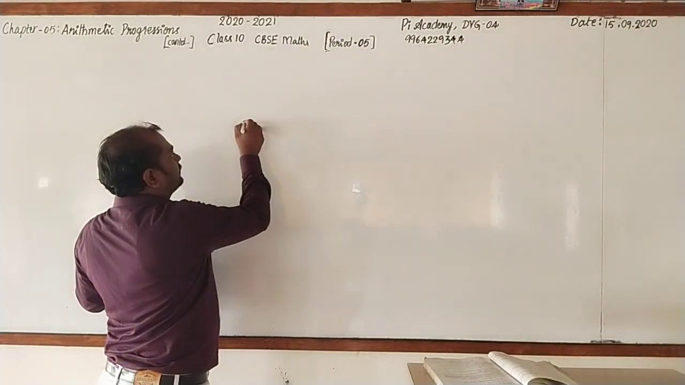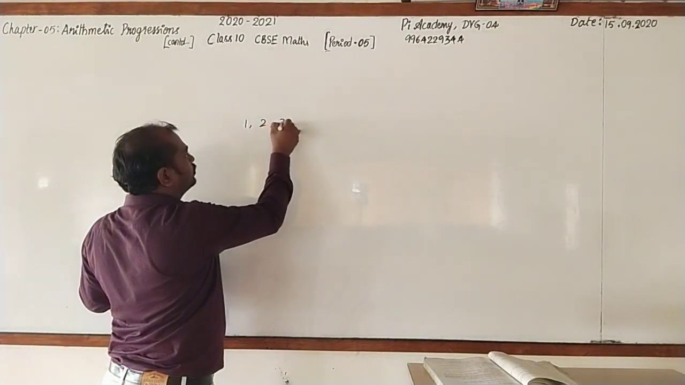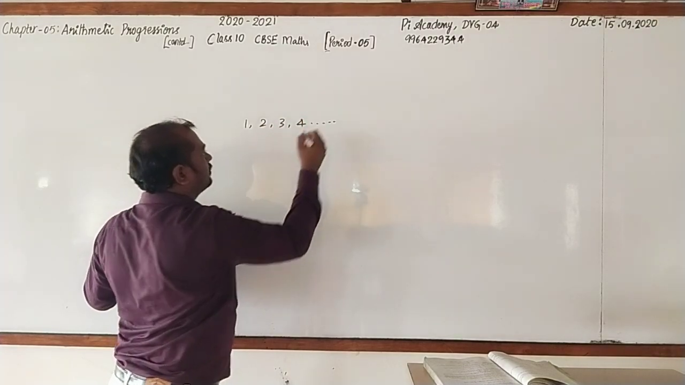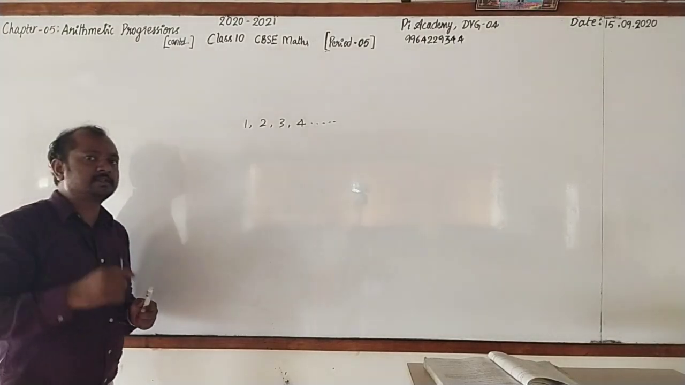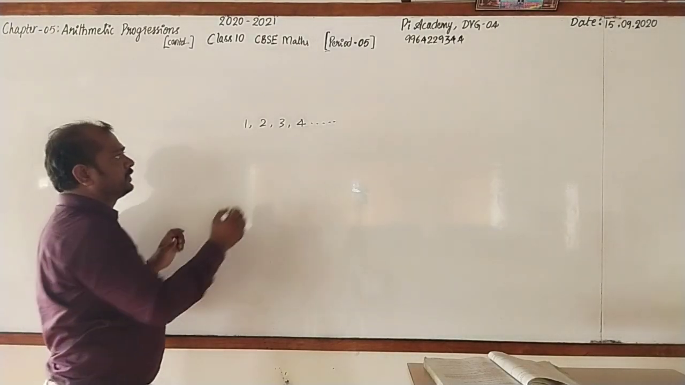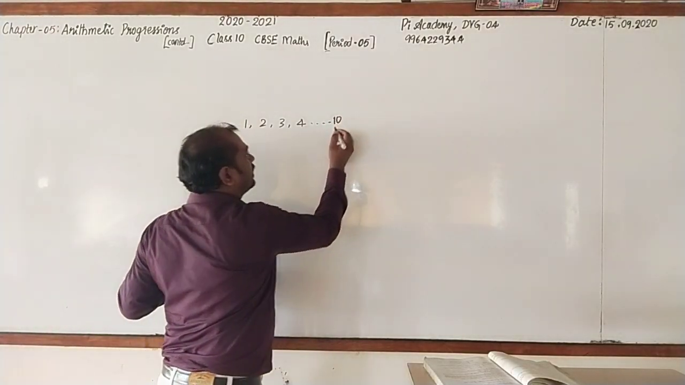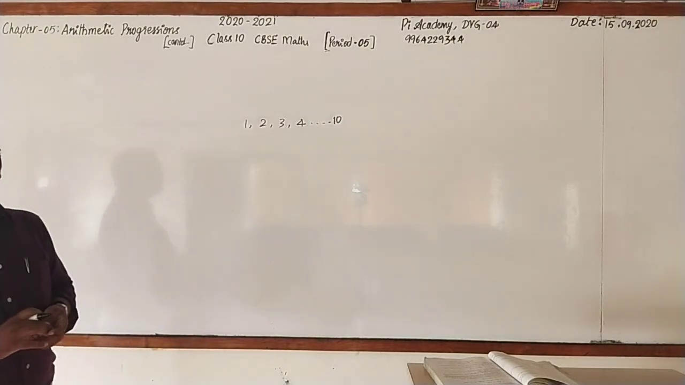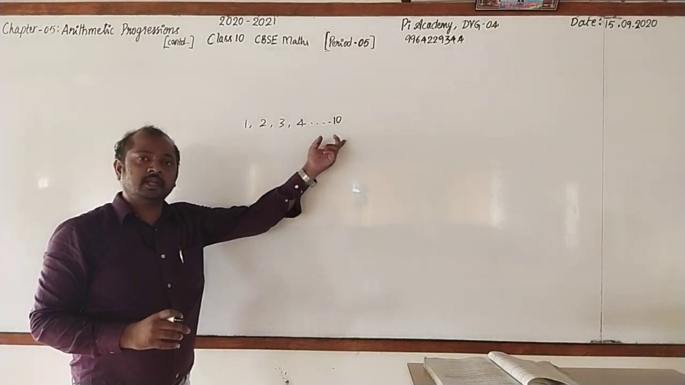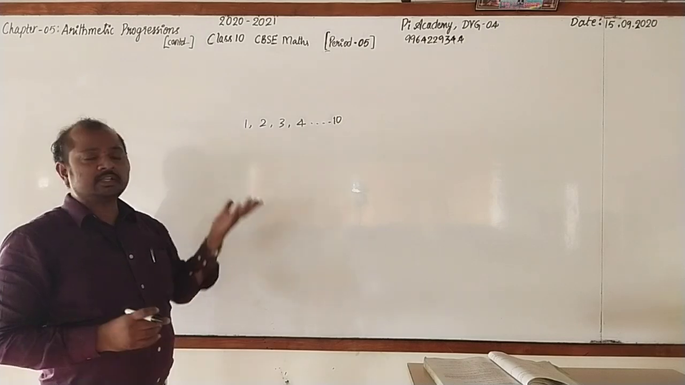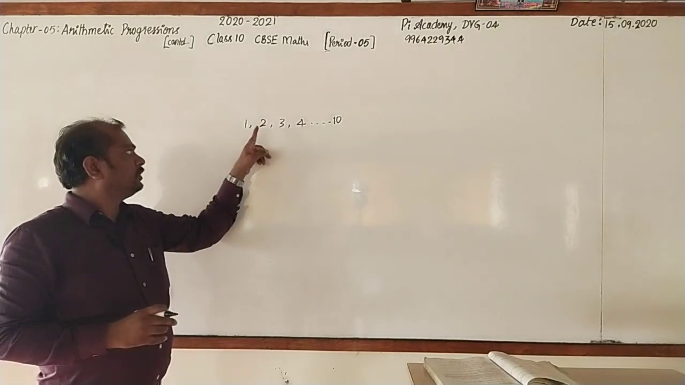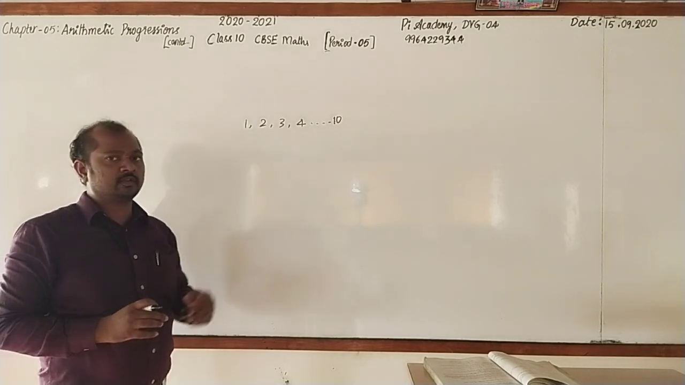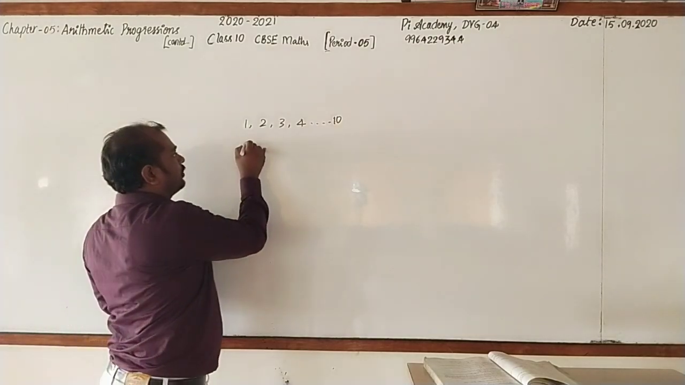Here I'll write 1, 2, 3, 4 and so on. What type of progression is it? Yes, you are right. It is arithmetic progression. Now here I'll write. Could you tell how many terms are there in this? Yes, there are 10 terms. Then what is the first term? 1. Common difference? 2 minus 1. That is also 1.